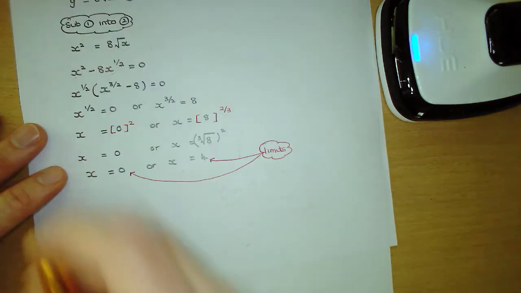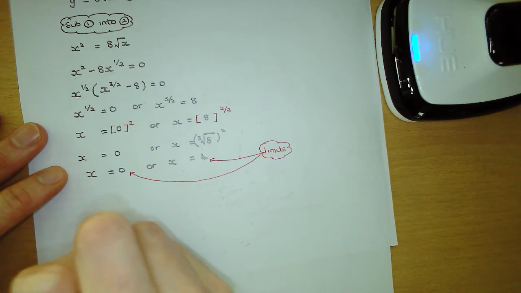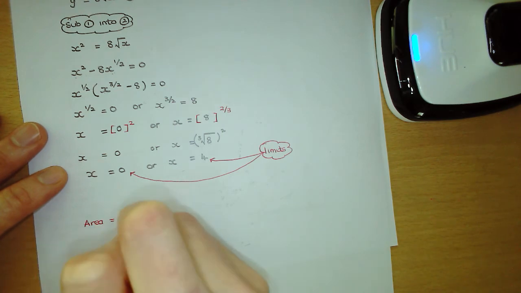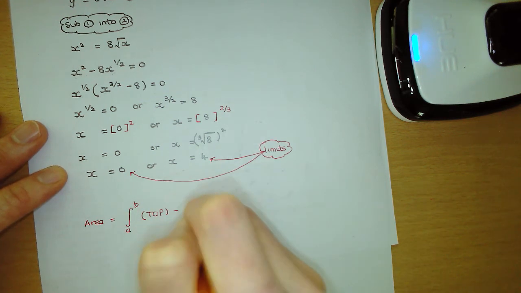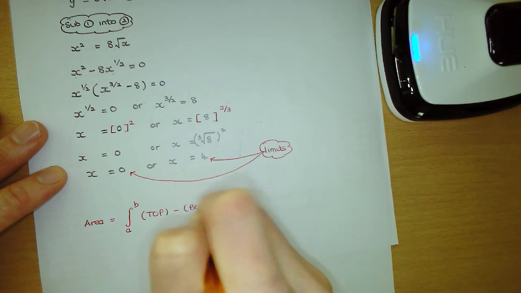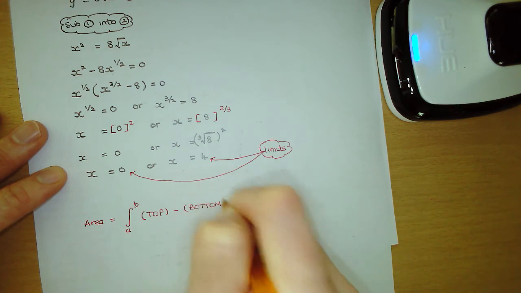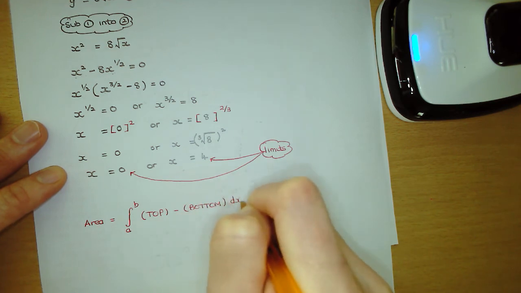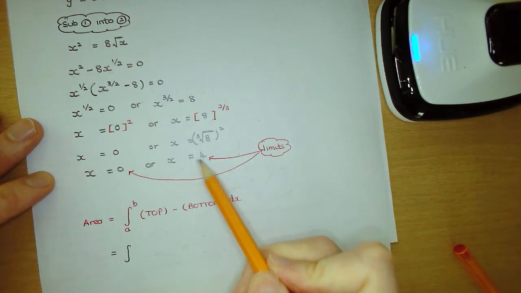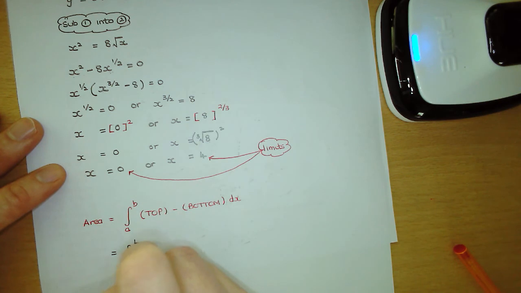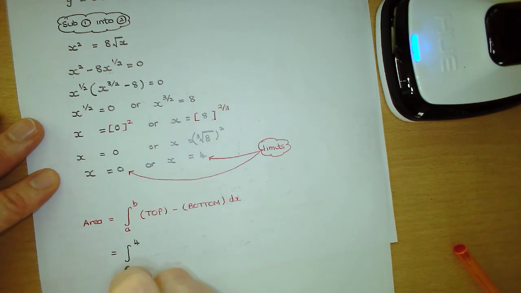So now we're going to write down our formula. Area is equal to the integral of limit b and a of top minus bottom dx. So we're going to chuck everything in. So that's the integral of top limit is 4. It's the bigger limit goes in the top, smaller limit goes in the bottom.